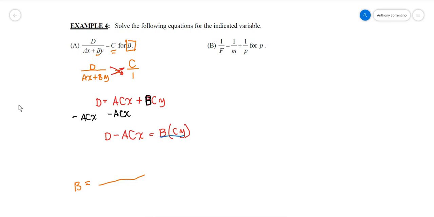And that lets me know what I need to do to get b alone. I need to divide both sides by cy. And what that's going to give me, because these would cancel, is that b is going to equal d minus acx over cy. And that's the expression I want to get for b.